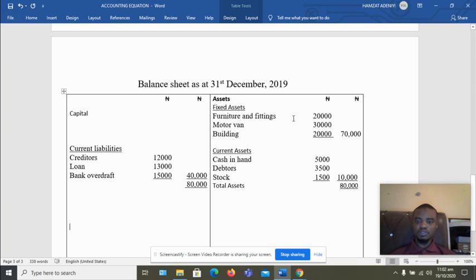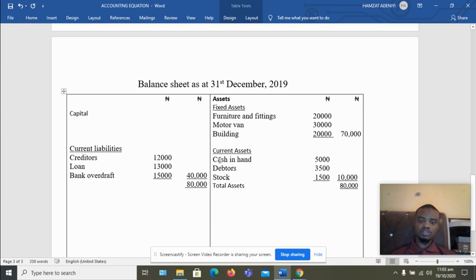So here we have furniture and fittings 20,000. This is the asset side and this is the liability side. You can see I wrote asset as the first heading. We move to fixed assets. We record all the fixed assets: furniture and fittings, motor van, and building. You can see 20,000, 30,000, and 20,000. You add them together, it gives you 70,000, and you put it by the side of the last asset.